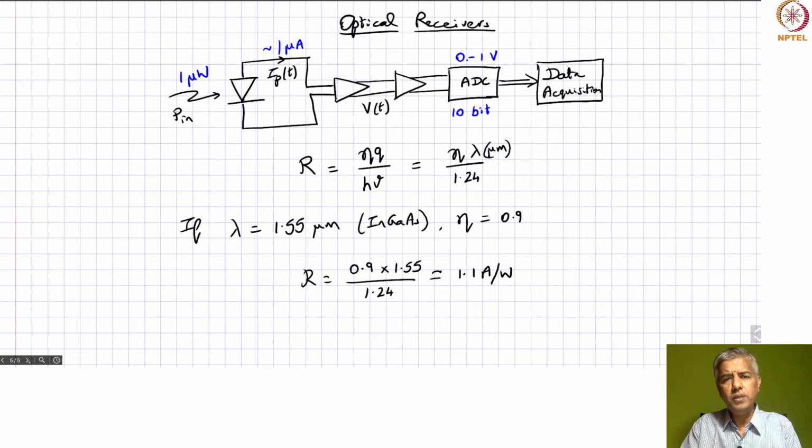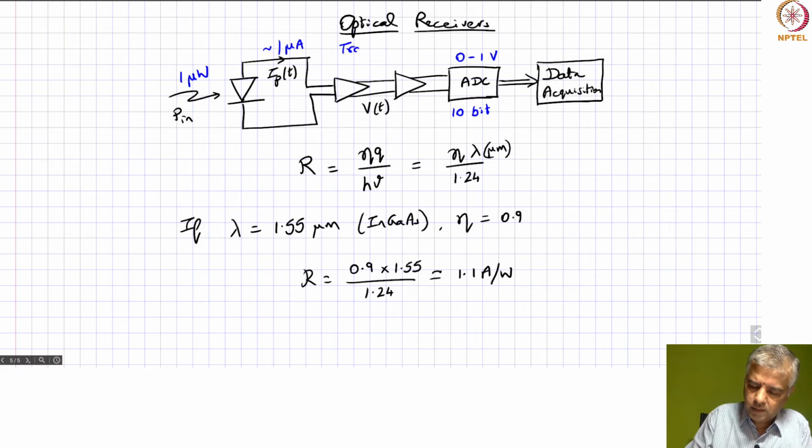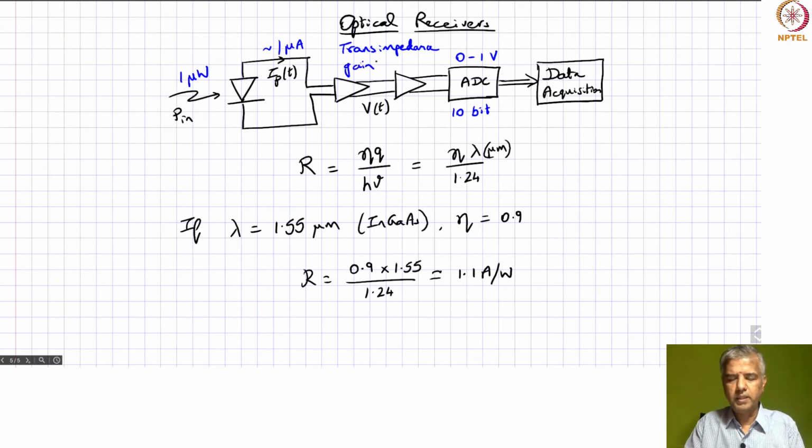So what is the transimpedance gain you need? Well, you can calculate it here. Gain is going to be 1 volt divided by 1 microamp, so that will be 1 mega ohm. So 1 mega ohm is the transimpedance gain that you need. You might say, okay, 1 mega ohm, what's the problem with that? Well, we will see what might be a problem with this a little later on.